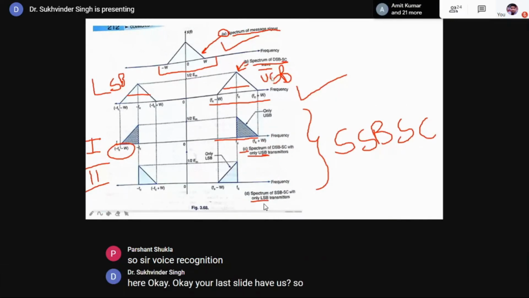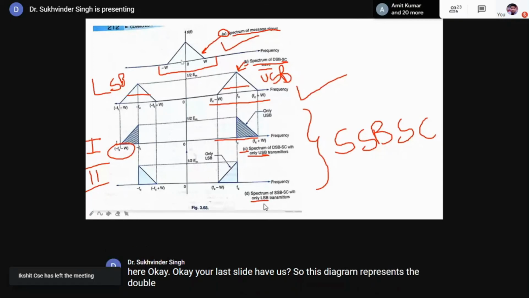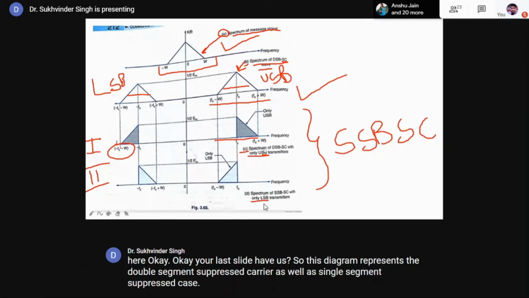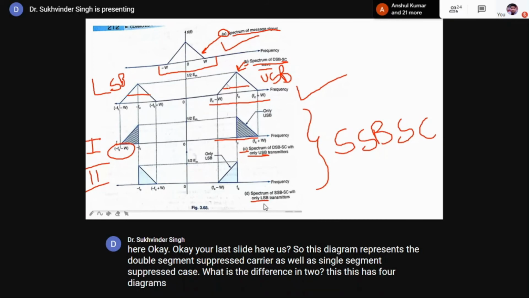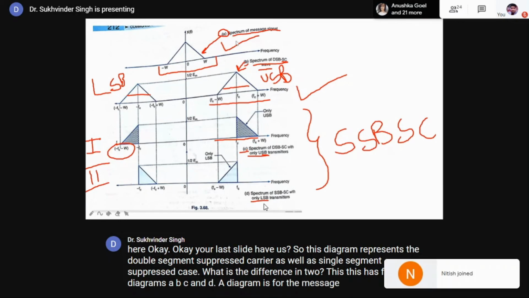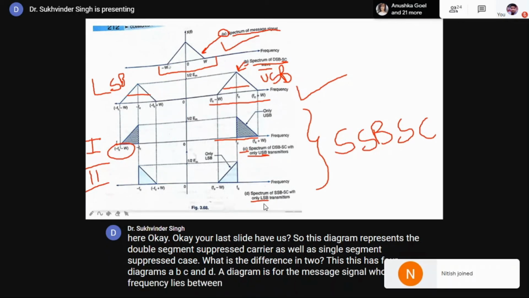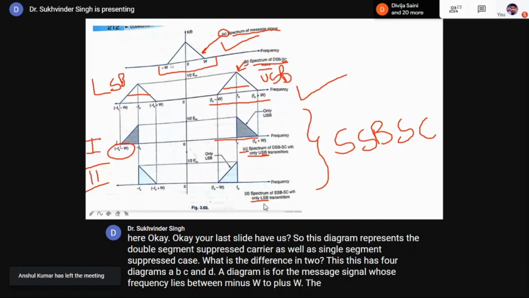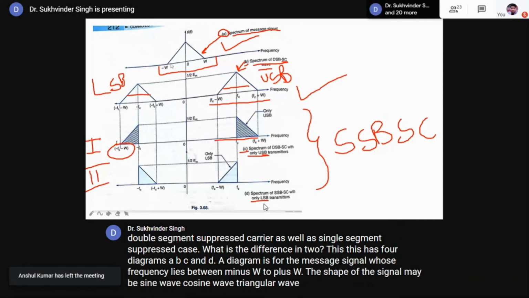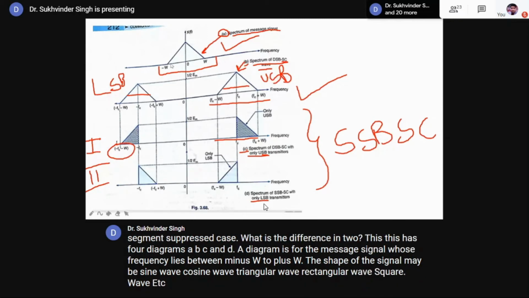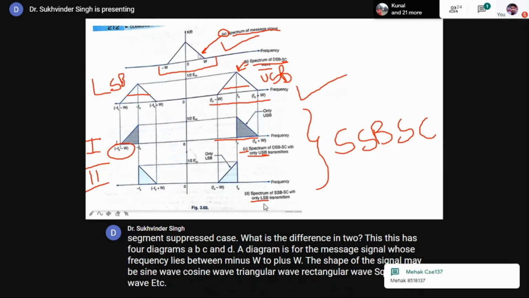So this diagram represents the double sideband suppressed carrier as well as the single sideband suppressed carrier. What is the difference between the two? This has four diagrams, A, B, C and D. Diagram A is for the message signal whose frequency lies between minus W and plus W. The shape of the signal may be a sine wave, cosine wave, triangular wave, rectangular wave, square wave, etc. Here a triangular wave is shown. Frequency varies from plus omega to minus omega.